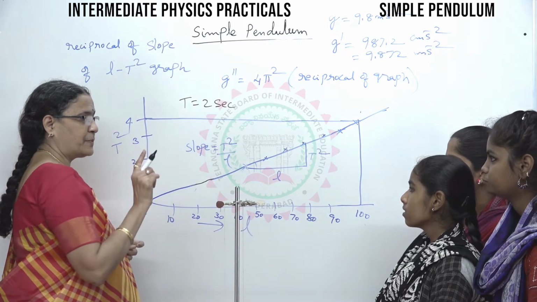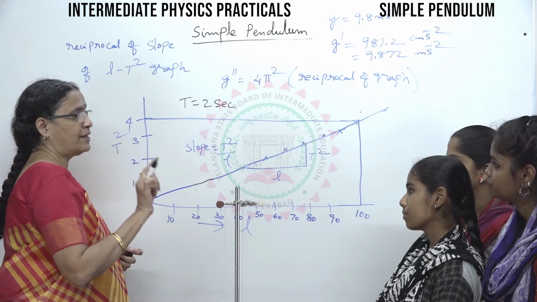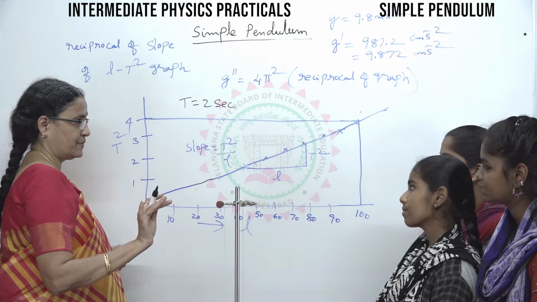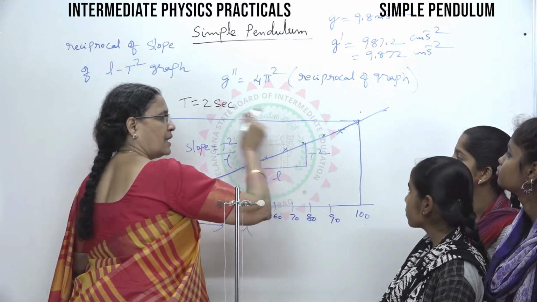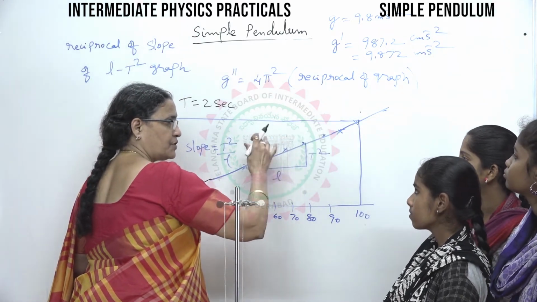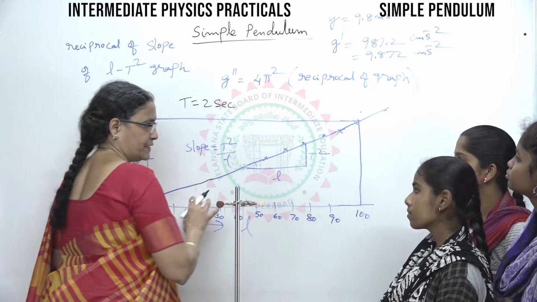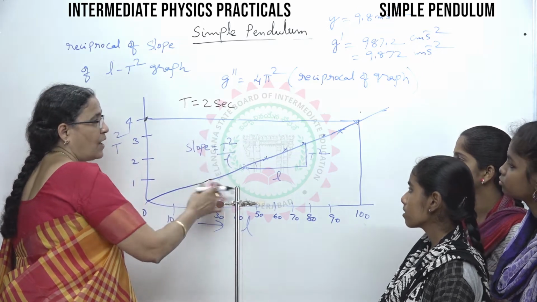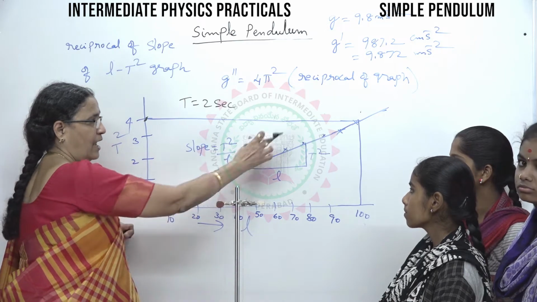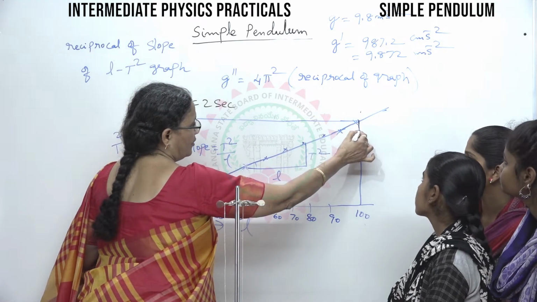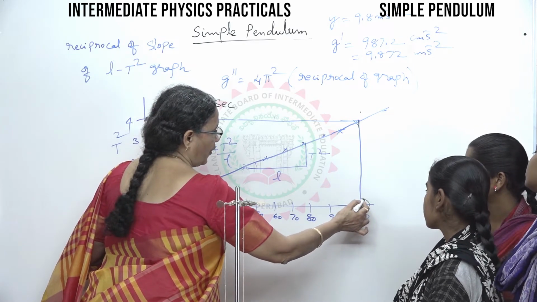A seconds pendulum is a pendulum whose time period of oscillation is 2 seconds. So exactly at 4 seconds, you draw a line. That straight line which you are drawing can meet the graph at any point. Extend it so as to meet the graph drawn by you between L and T square at one point. From there, drop a perpendicular. It meets the x-axis at one point.